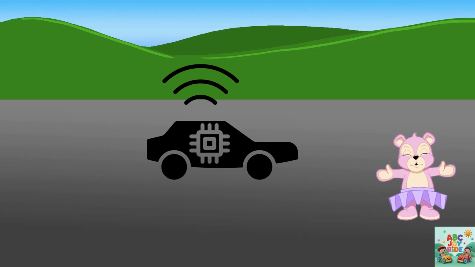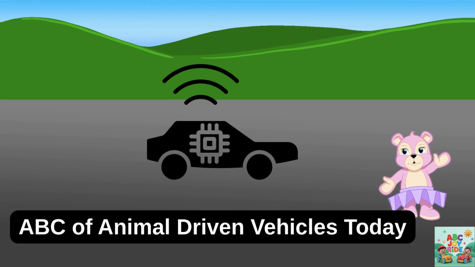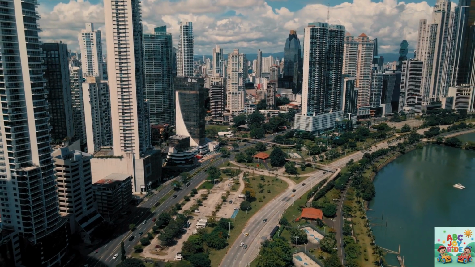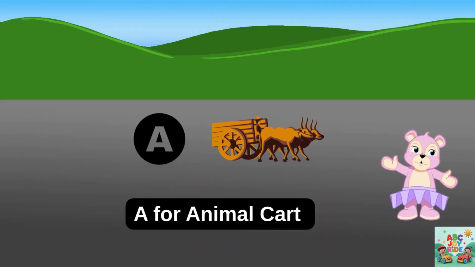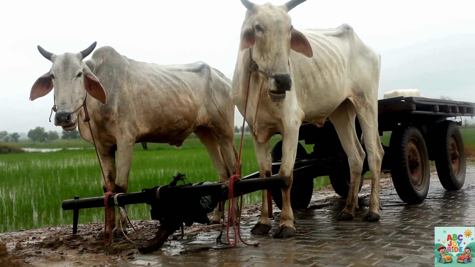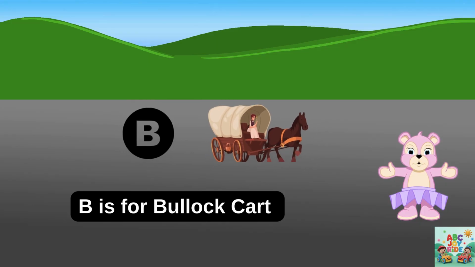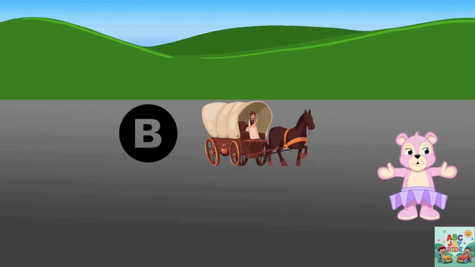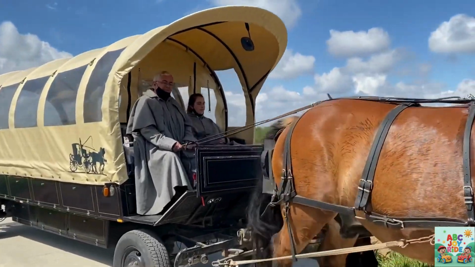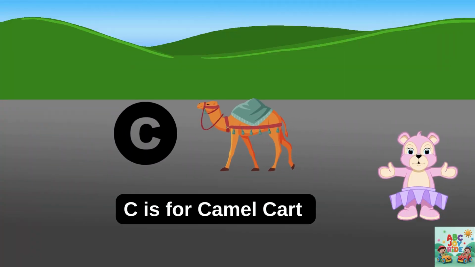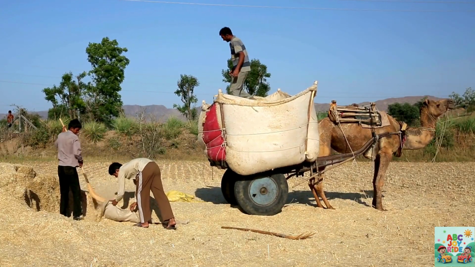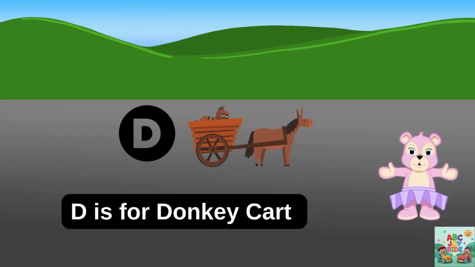Let's have fun learning ABC of animal-driven vehicles today. A is for animal cart. B is for bullock cart. C is for camel cart. D is for donkey cart.